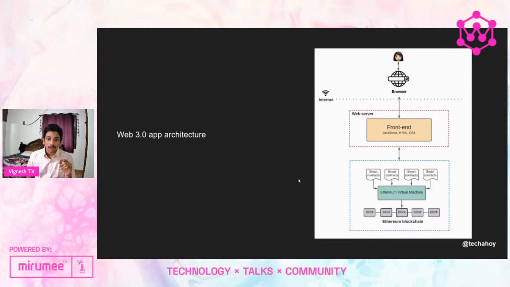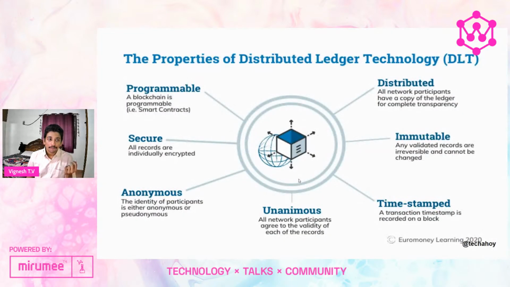So we will quickly look at what blockchain is, and then probably we'll come to this again. So yeah, this is what blockchain looks like. It is programmable. A blockchain is a programmable technology, which means that you have smart contracts. A smart contract is something where you have logic.